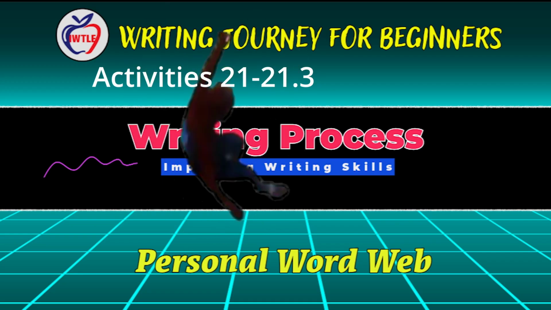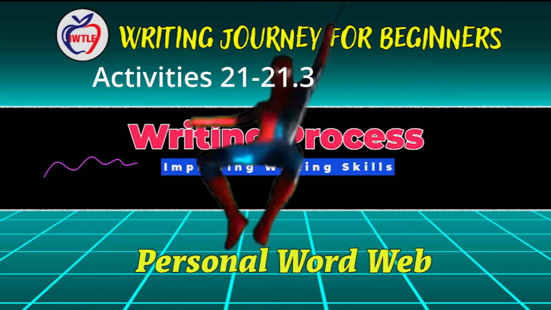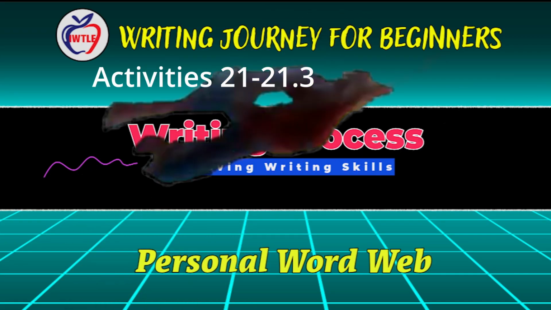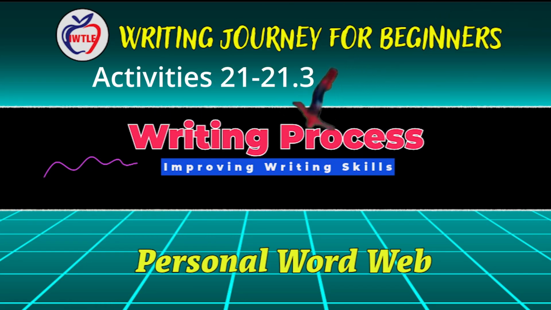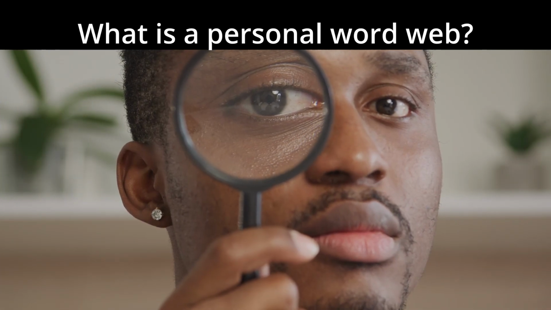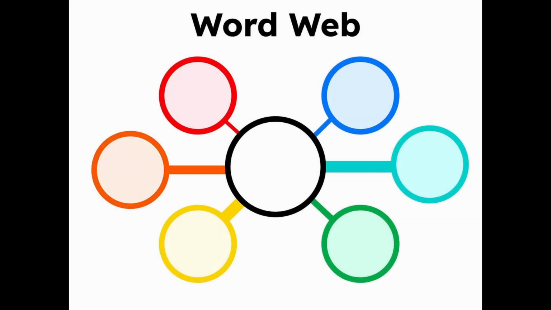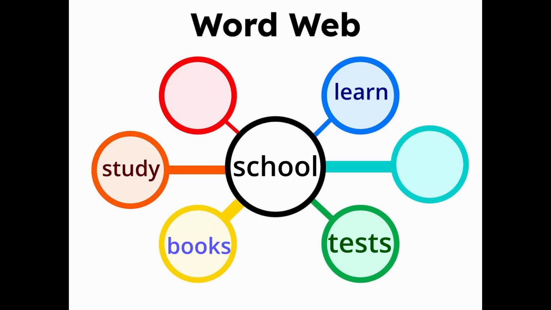In activities 21 through 21.3, we're going to be focusing on creating a personal word web and writing good sentences with personal information. But what is a personal word web, you might be asking? A personal word web is a visual tool designed to help build vocabulary around a central theme or word. In the center of the web, learners write a key word like family or school, and in the surrounding circles, they add related words or phrases.